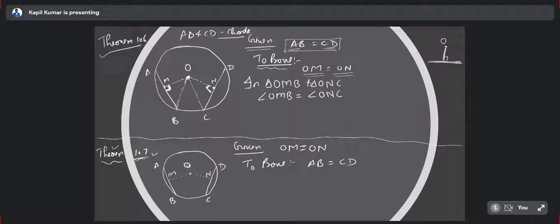Okay, beta, so you are clear how to write an angle? Yes, sir. Angle OMB is equal to angle ONC. By equal, you can write both are 90 degrees. Any other thing?